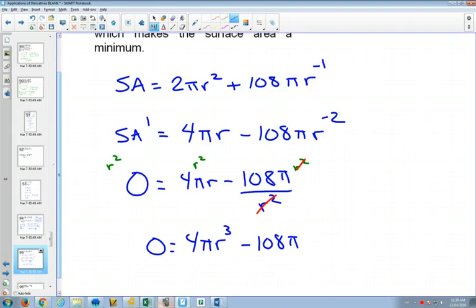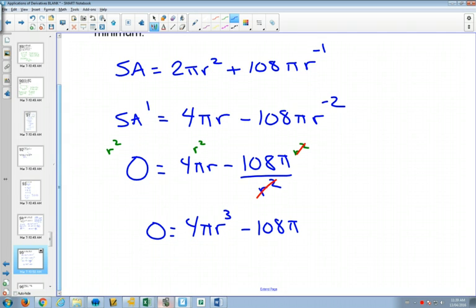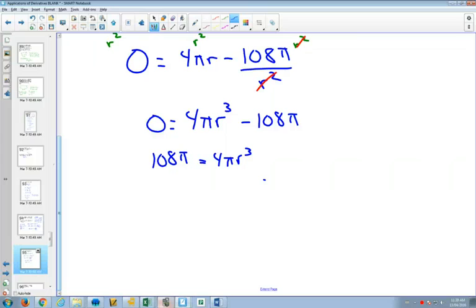minus 108 pi. We're feeling a little bit nervous because we see an r cubed, but it's not going to be that bad because there's just an r cubed. We can move everything over to the other side. 108 pi equals 4 pi r cubed. Divide by 4 pi. 108 divided by 4 is 27, and the pi's cancel out.